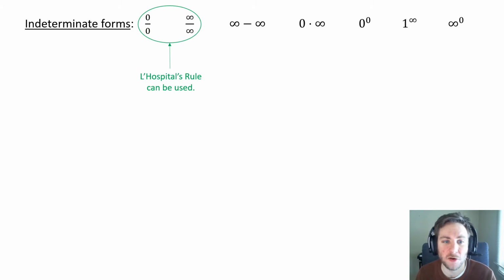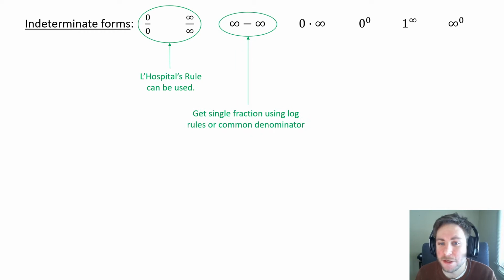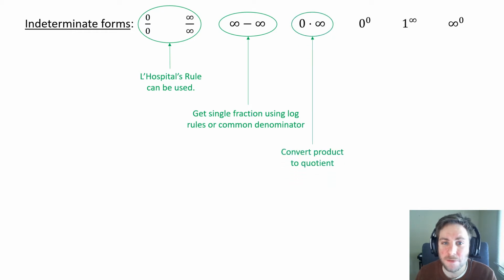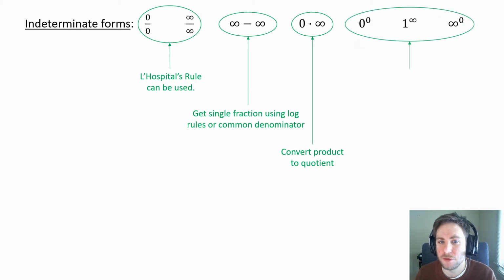fractional types first. For infinity minus infinity, that's typically done by using log rules or by forming a common denominator. For 0 times infinity, it's done by changing the product into a quotient using a negative exponent. And we have yet to talk about these last three, which I'll collectively refer to as the indeterminate forms of exponential type. When you encounter one of these, I suggest the following strategy.